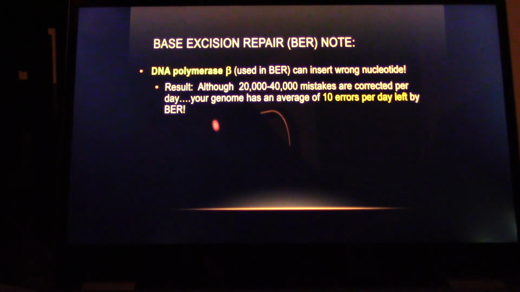So it's fixing lots of them, thousands of them, but it might leave a few for you. And those mutations, where they are, could do absolutely nothing to change your phenotype, or they could do something drastic. It just depends on location, location, location.